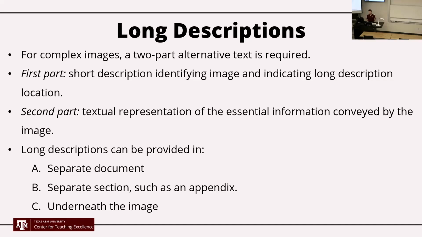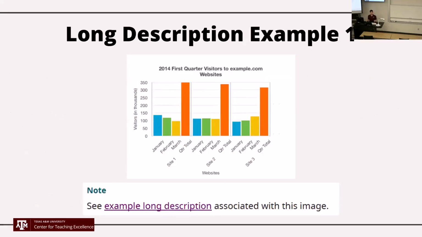The long descriptions can be provided in three ways. You can add a separate document, you can add a separate section at the end of your document, or it can just be right underneath the image. Here's an example. For this one, it's a bar graph, and you can see that at the bottom it says "See example long description associated with this image." If I were to click on this link, it would take me to where the long description is. And with that long description, there is no limit on characters of how much you can describe, how many details. It is open-ended.